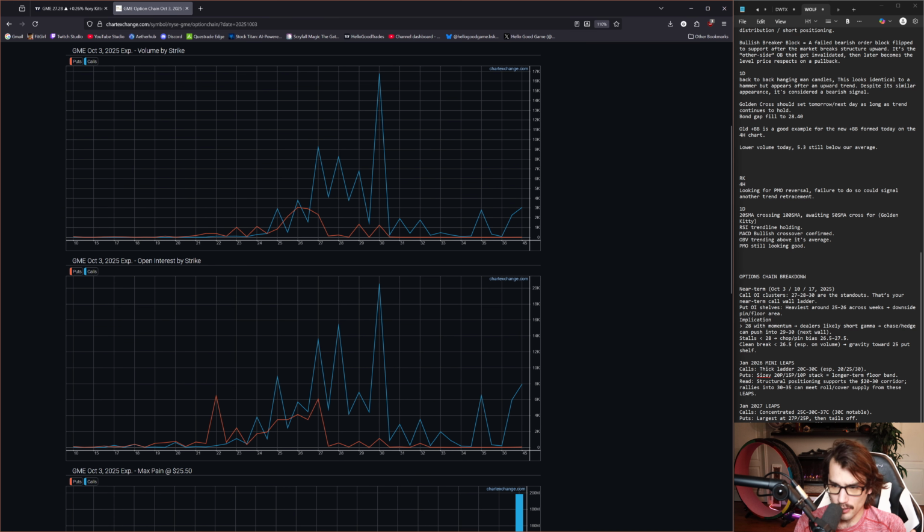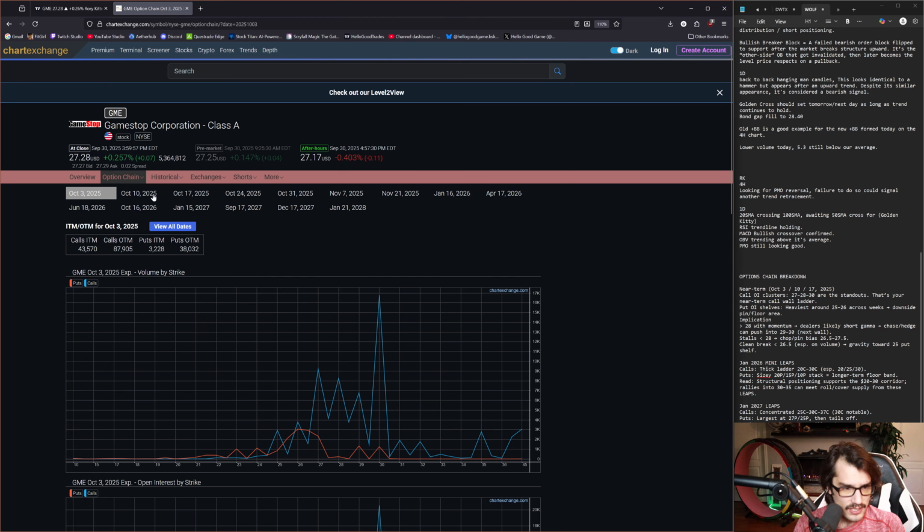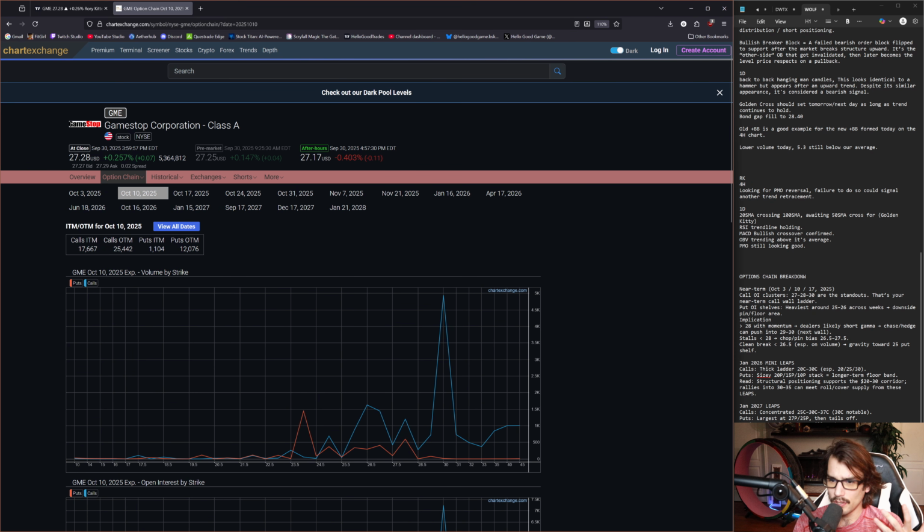My notes, near term, the 3rd, the 10th, the 17th, clusters at 27, 28, 30 are our standouts. That's going to be our near term call wall ladder as we convert the next one into support, right? 27 was the wall, but now 27 support. 28's the new wall. 28's going to be the support moving forward each week, it would appear. Open interest shelves, the heaviest around 25, 26 across weeks with downside to the pin floor area.